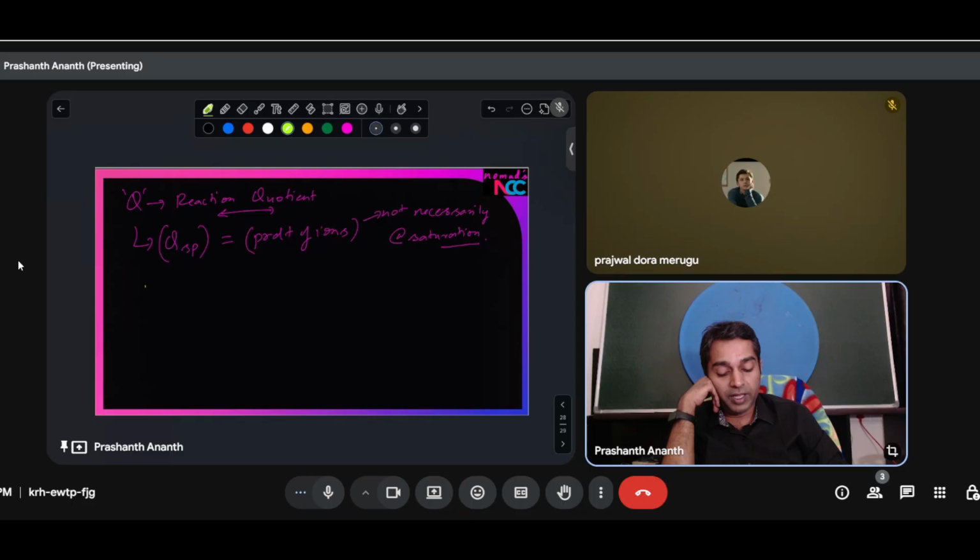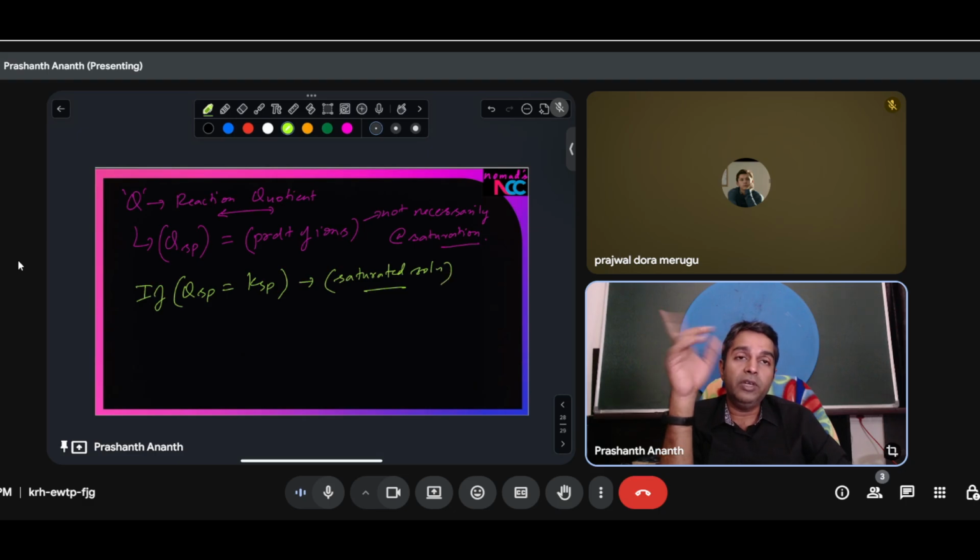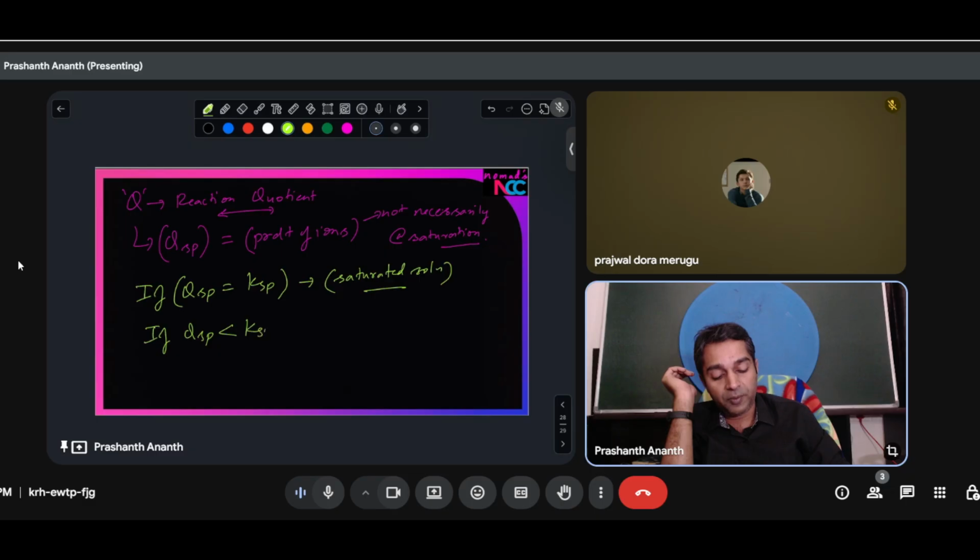we can say if QSP is going to be equal to KSP, that means the solution is a saturated solution. What does that mean? Any tiny bit we add now will immediately precipitate only, it is not going to be dissolving any further. If QSP is less than KSP, what that tells you is we are going to be having a dilute solution, meaning fully dissolved, and little more can dissolve.